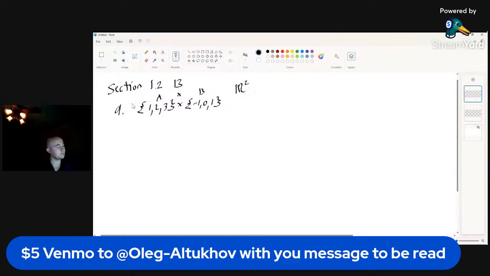And since this is an R2, let's mark this right here. This is R2. That's two-dimensional space. That means the XY plane. So we're graphing in the XY plane, also known as R2, two-dimensional space. All right, well, let's do our product.